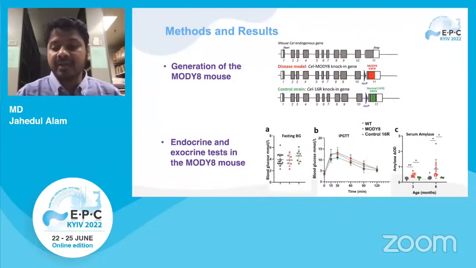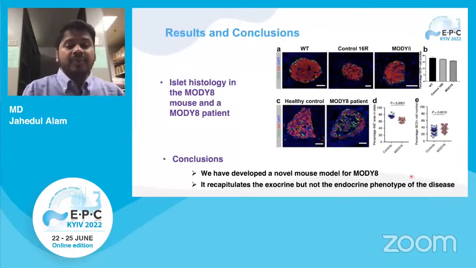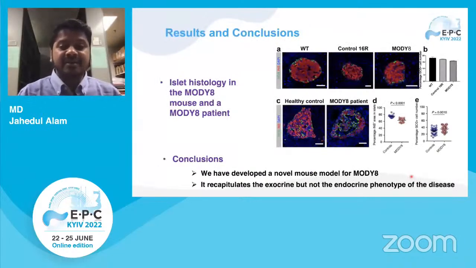An increased serum amylase level was observed in the MODY8 mice compared with control, indicating the affection of the exocrine pancreas. We further analyzed pancreatic tissue. No structural difference of pancreatic islets was observed between the mouse strains. In the MODY8 patient, there was a decrease in beta cell area and an increase in alpha cell fraction compared with controls.